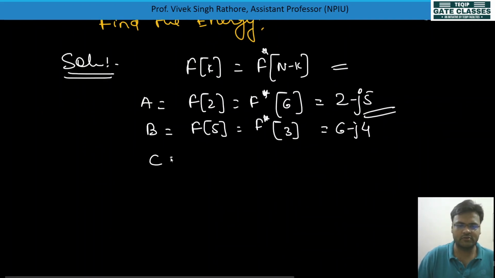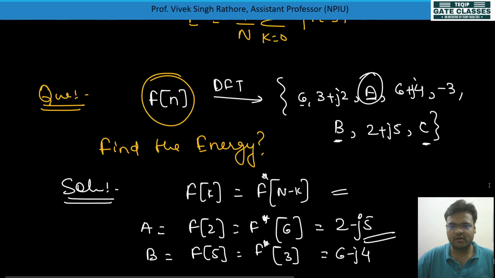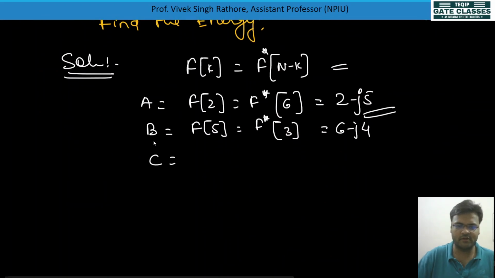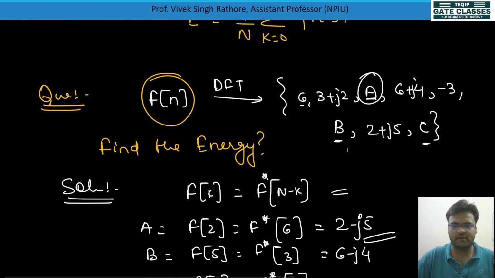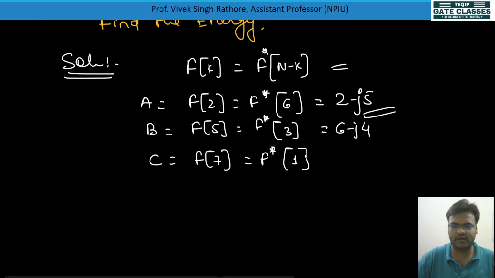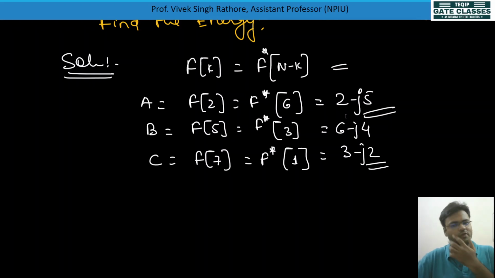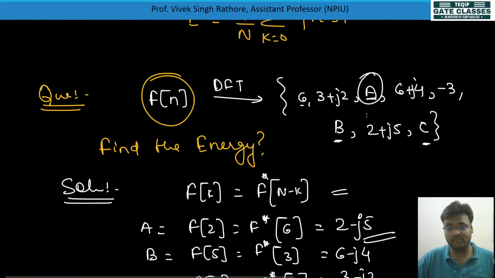C value, for the C value, C is nothing but at the last f of 7 value, right? F of 7 will be the same as f abstract 8 minus 7, which is nothing but 1. What is f of 1? 0 1 is 3 plus j2. So we'll take the conjugate, 3 minus j2. This is C. So ultimately we have got the A, B, C values also, we have got all the values.